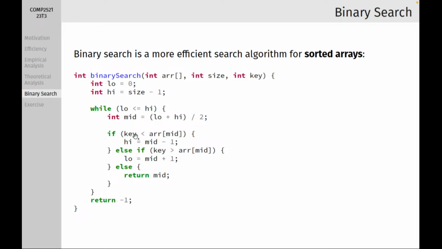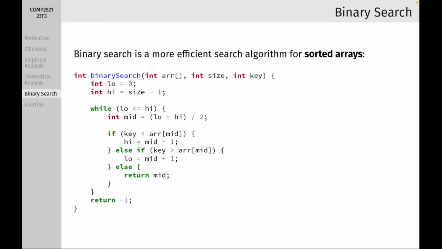Right? And then we compare the element that we're searching for with the element in the middle of that section of the array. So if the element we're searching for is less than the middle element, then that means we have to search on the left side. That means we adjust high so that it's equal to mid minus 1. Otherwise, if it's greater, we adjust low.